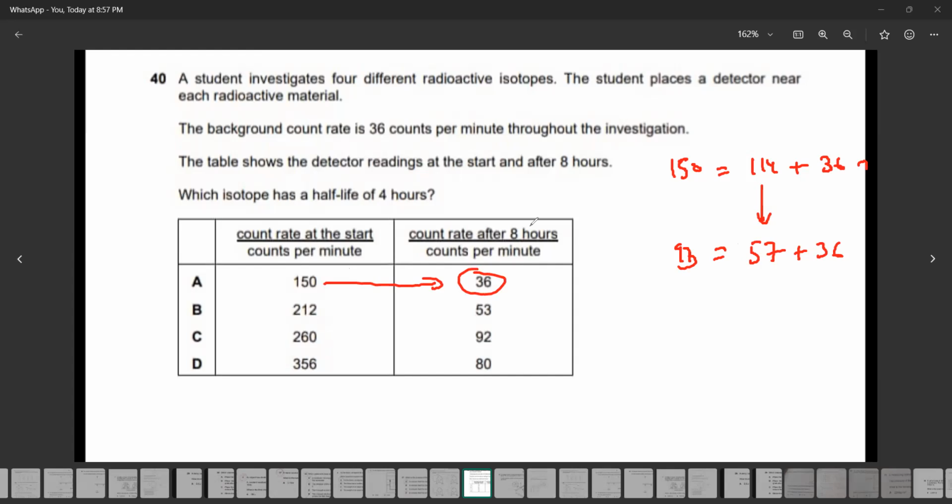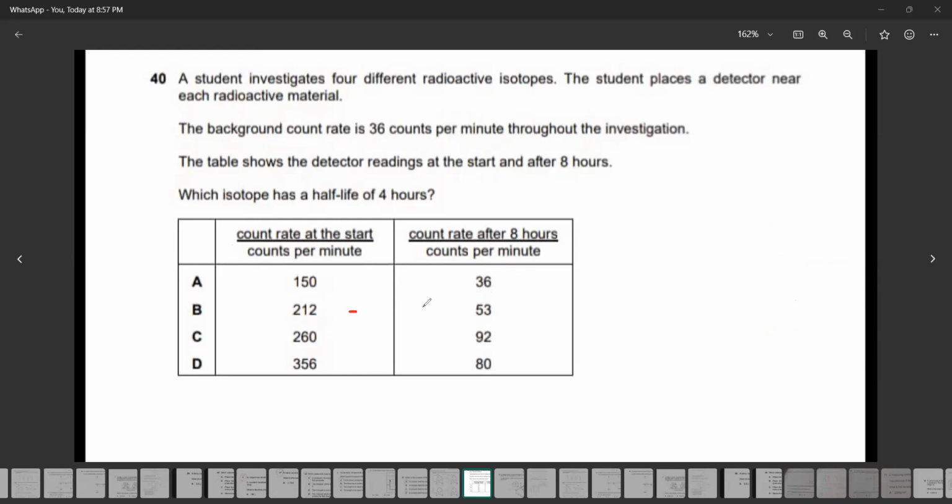The question is, which isotope has a half-life of 4 hours? After 4 hours, this should be the count, and this is after 8 hours. So after another 4 hours, it will be 57 divided by 2, that is 28.5. So 28.5 plus 36, the count rate will be 64.5. If A was the right answer, after 8 hours it should be 64.5, but it is not 64.5, so A is not.